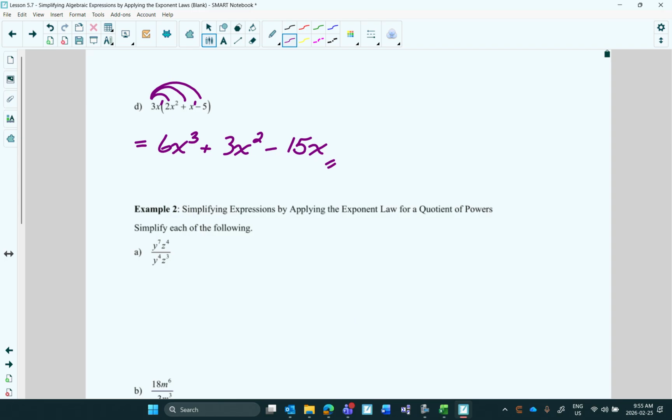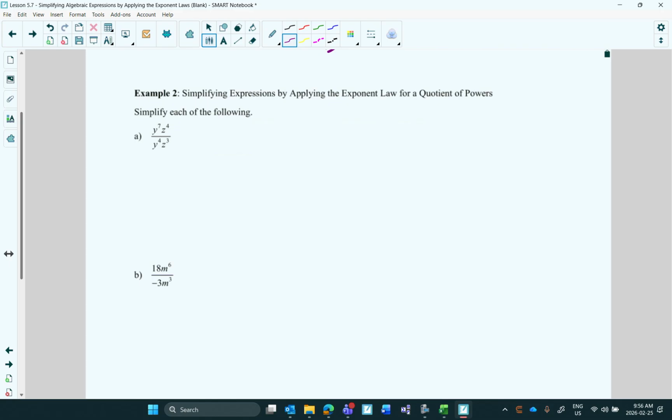So that's multiplying. Now, dividing. When we divide powers, we subtract the exponents, right? So what happens when I divide the powers of y? I get y to the third, and then z to the 1, or we don't even have to write the 1, we could just write z. Either one is fine.